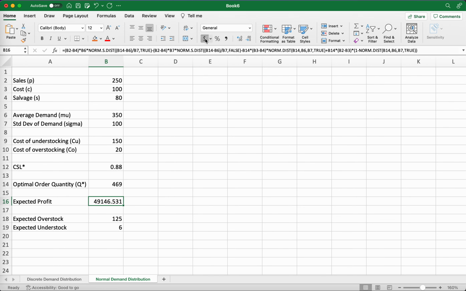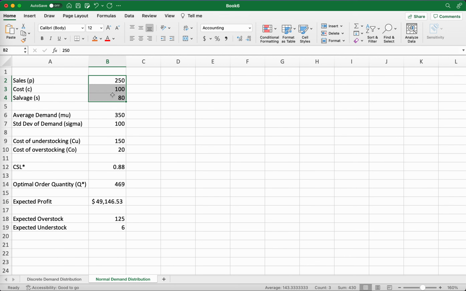This is a dollar value. All of these are dollar values. These are dollar values too. That's a percentage. I'm going to leave that here. That's the optimal order quantity, and there you go. And that's the idea here. And that's what you do when you have a normal demand distribution.